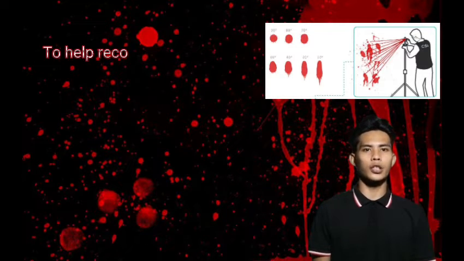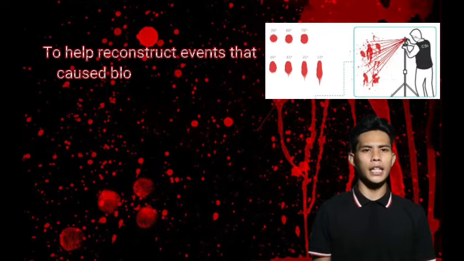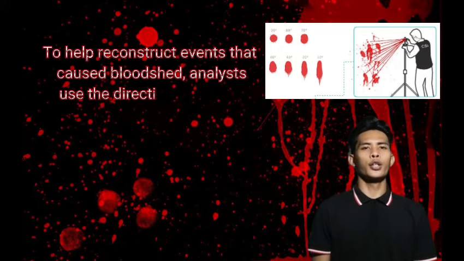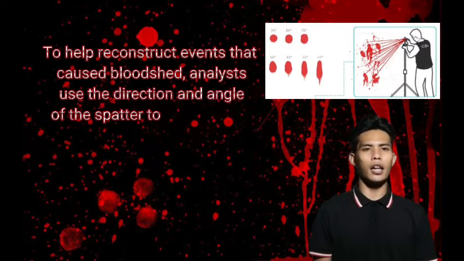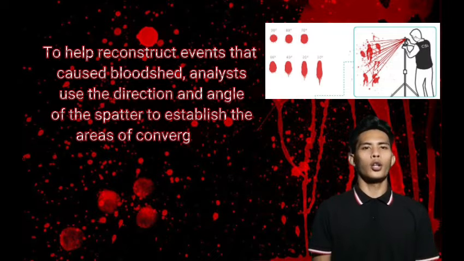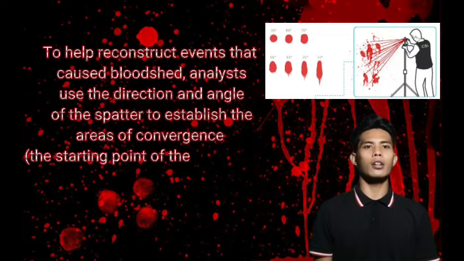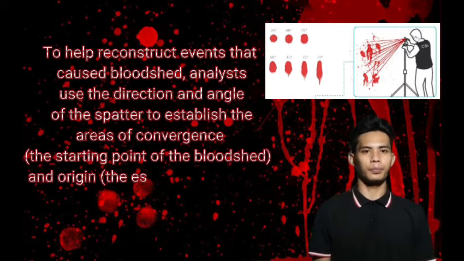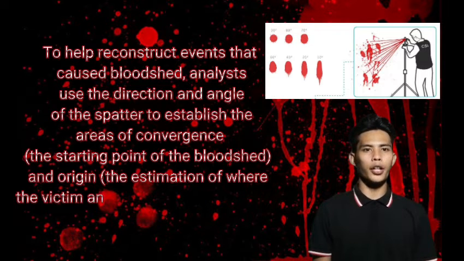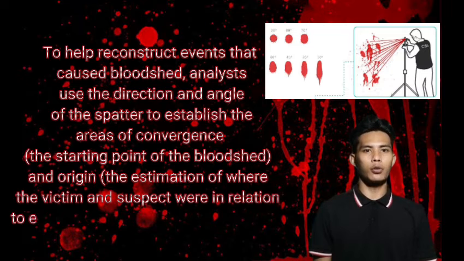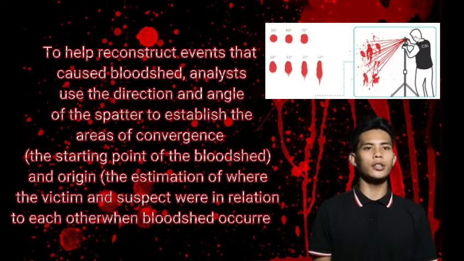To help reconstruct events that caused bloodshed, analysts use the directions and angles of the spatter to establish the area of convergence, the starting point of the bloodshed and its origin, and an estimation of where the victim and suspect were in relation to each other when the bloodshed occurred.